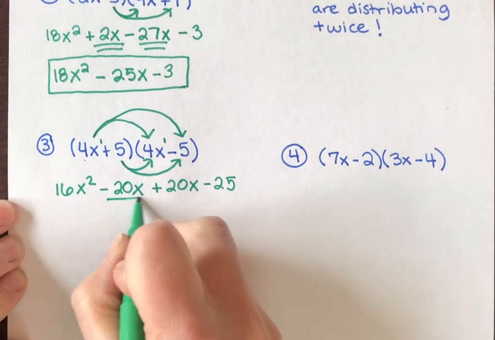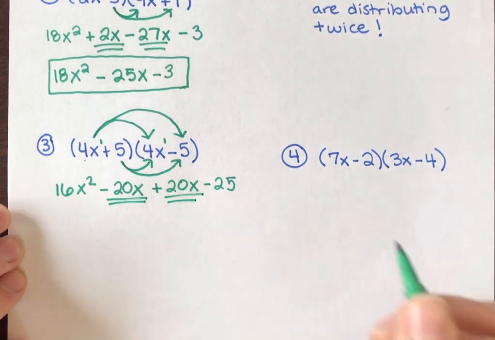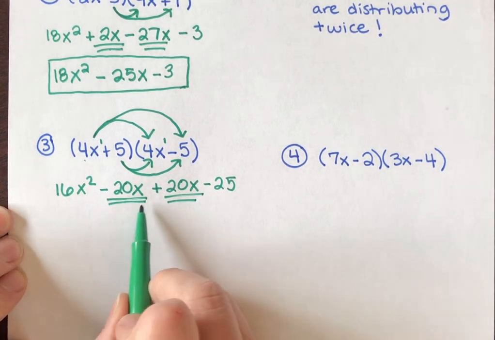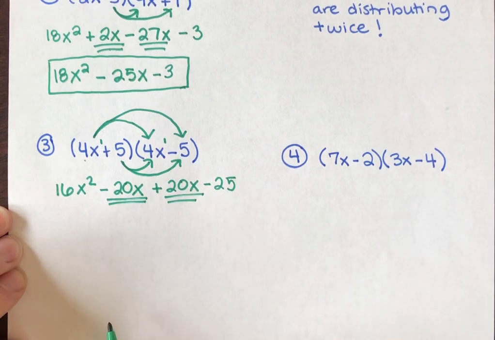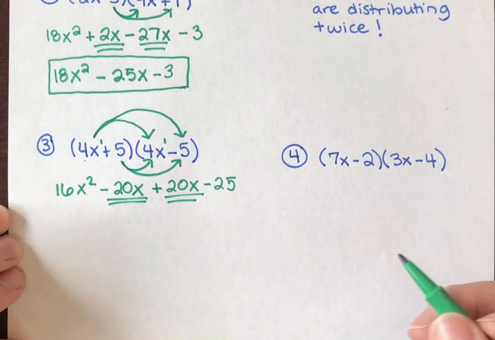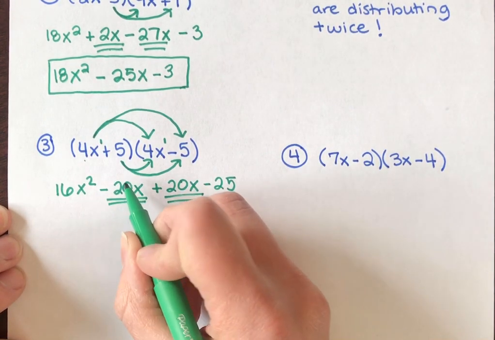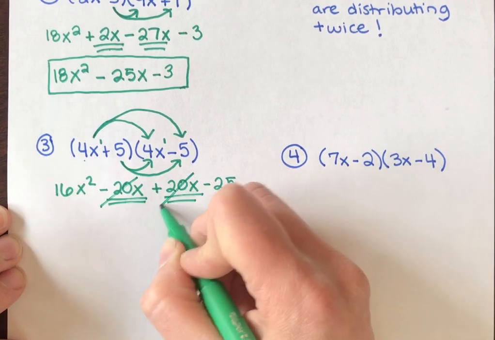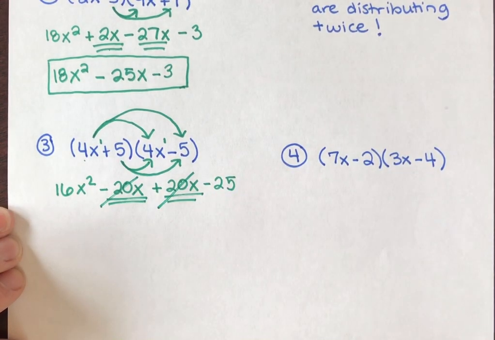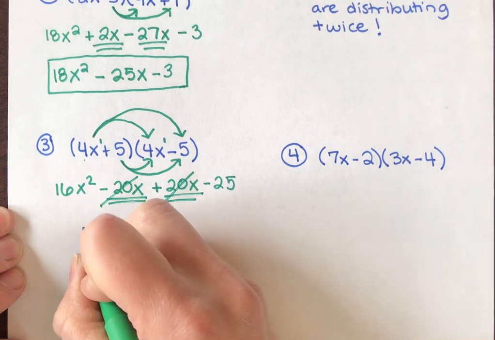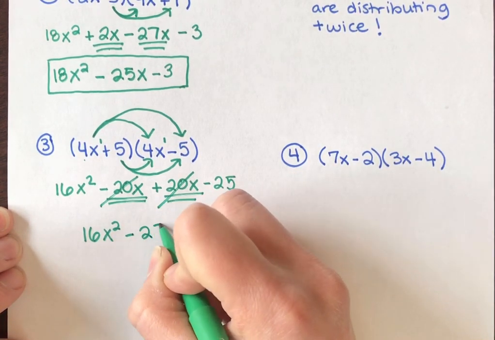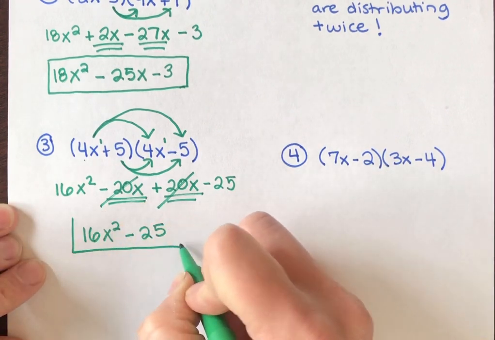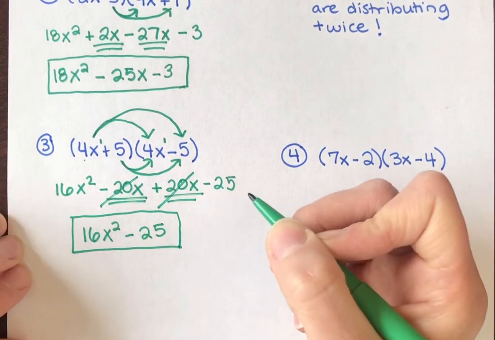Okay, in the middle, I've always got like terms I need to combine. Well, here I have a negative 20x plus 20x. So that does not become 40x. It does not cancel and become x. They totally cancel. Negative 20 and a positive 20 totally cancel. You actually don't have any x's left in the middle here. So your final answer is a 16x to the second minus 25.